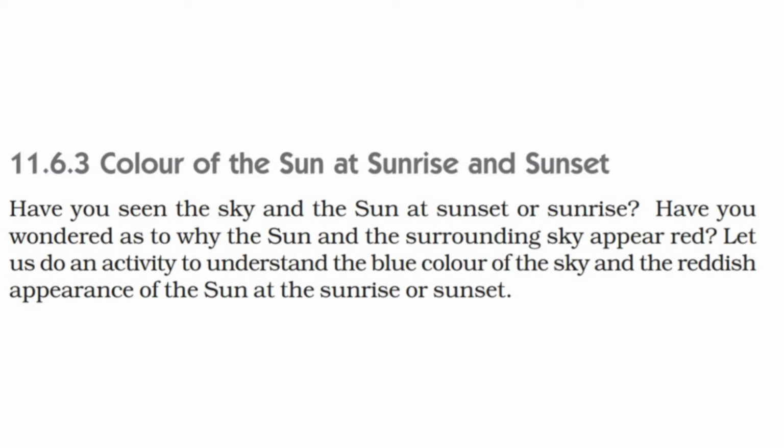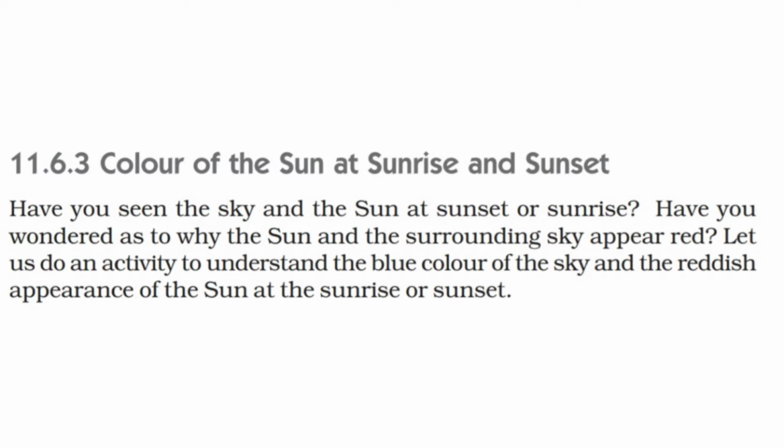We all know about sunset and sunrise. At sunrise and sunset we see reddish-orange colors. How do the reddish and orange colors form in the sky surrounding the sun at sunrise and sunset?